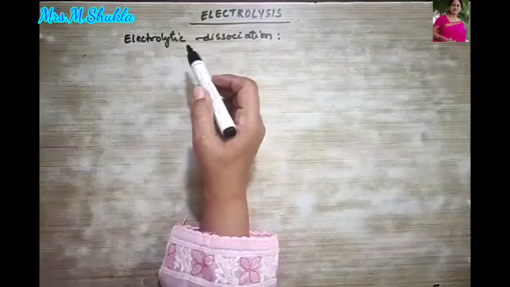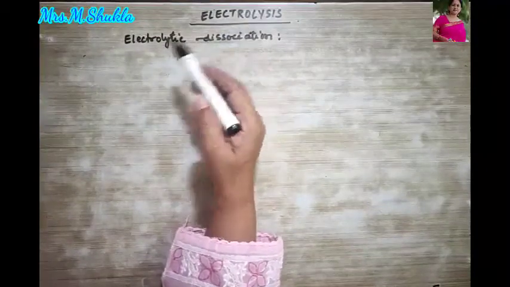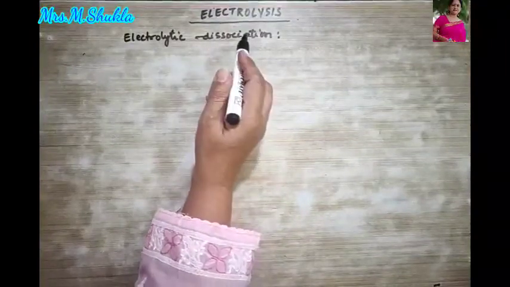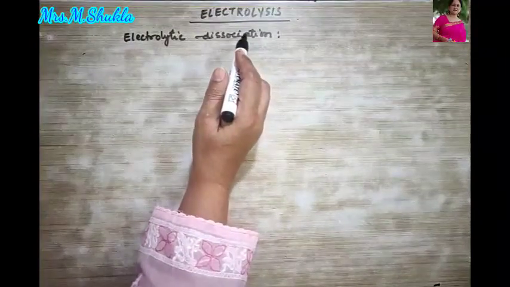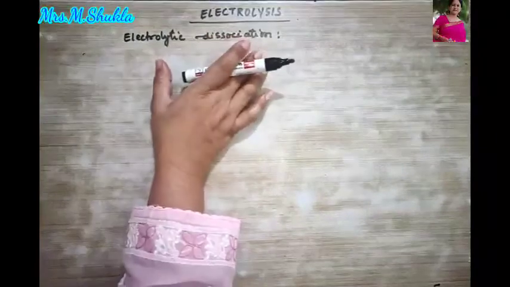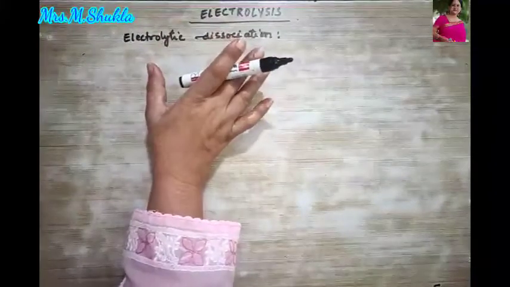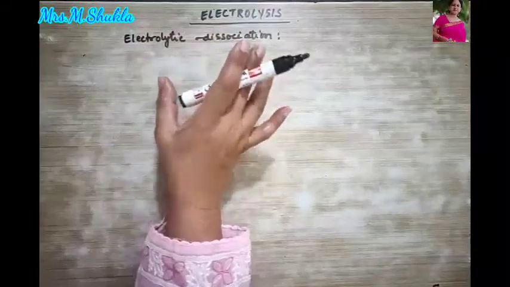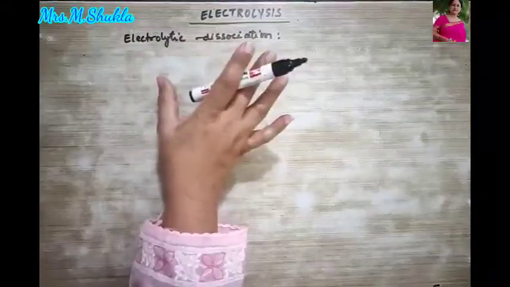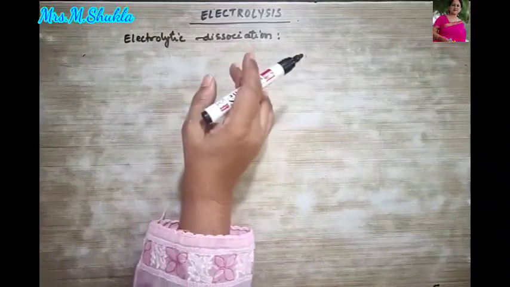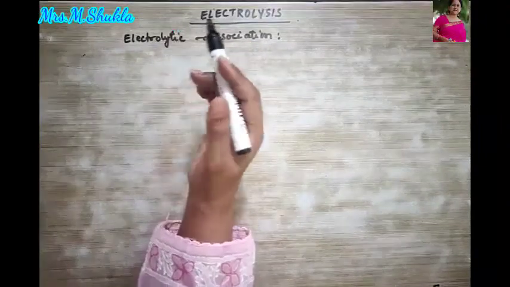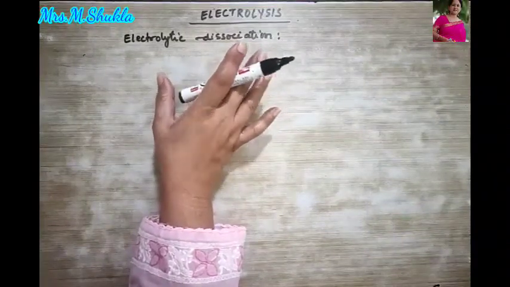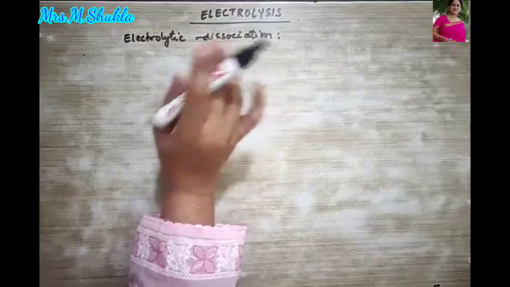So today we are going to continue the chapter of electrolysis, and today we are going to study what is electrolytic dissociation. Electrolytic dissociation is the process due to which an ionic compound dissociates into ions in the fused state, in other words the molten state, or in the aqueous state, and this is called electrolytic dissociation.